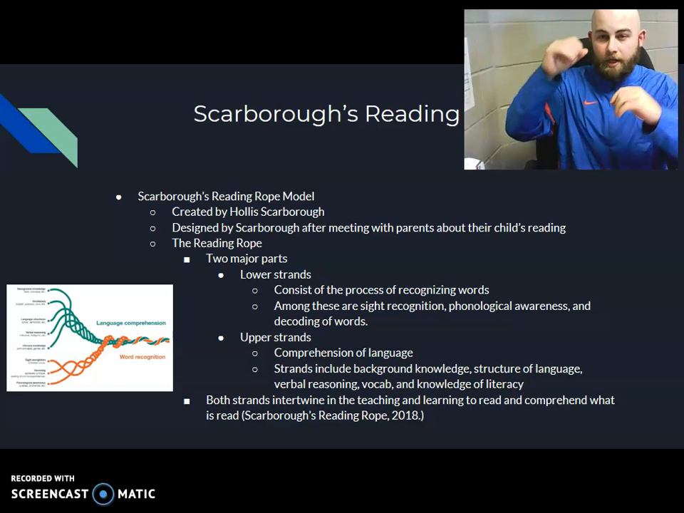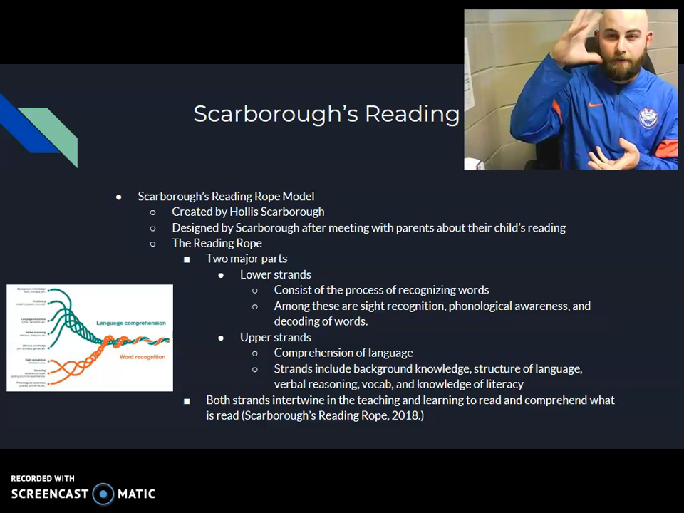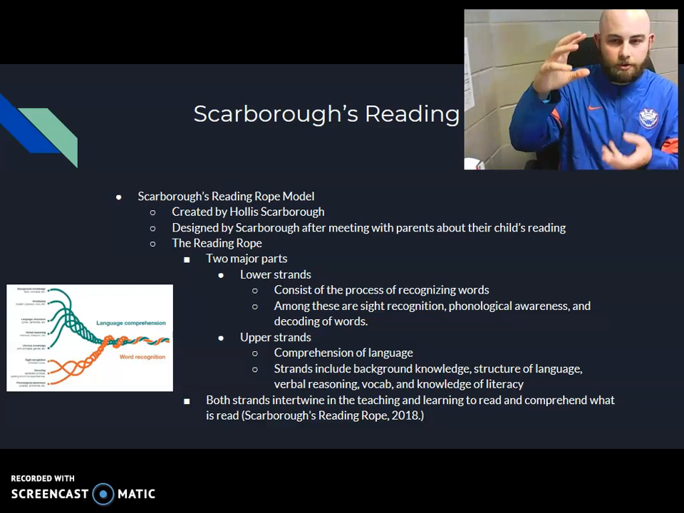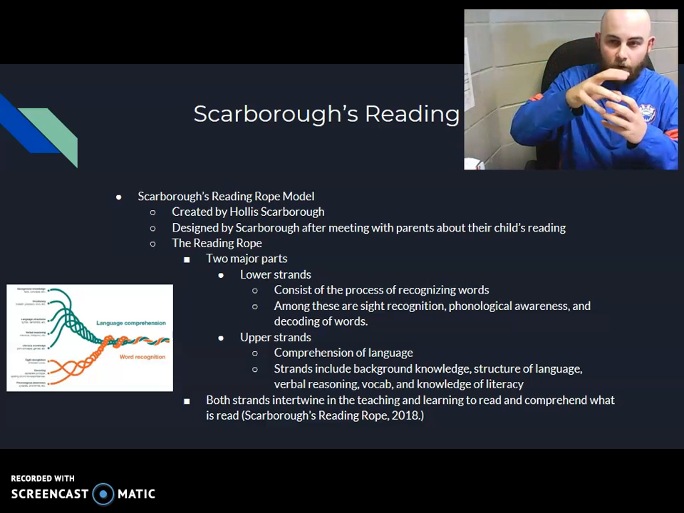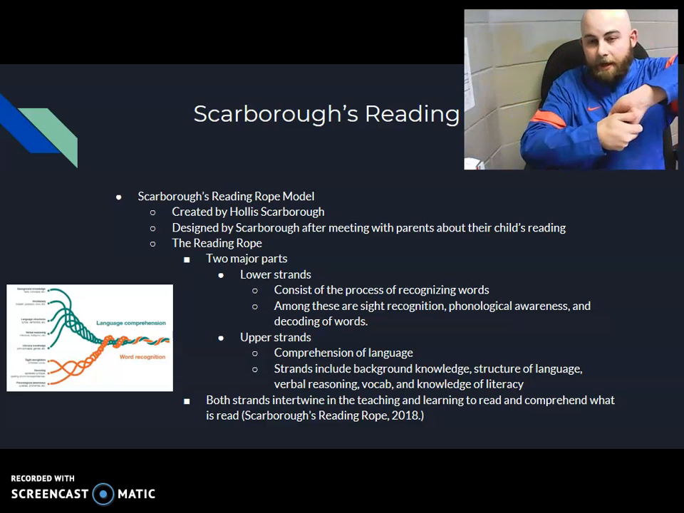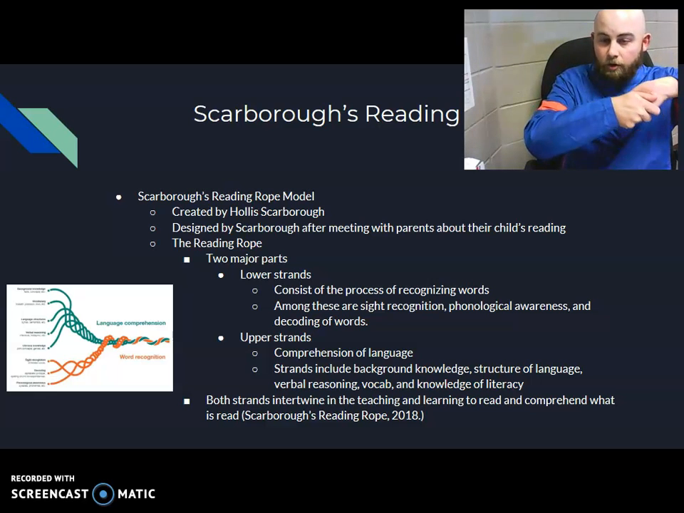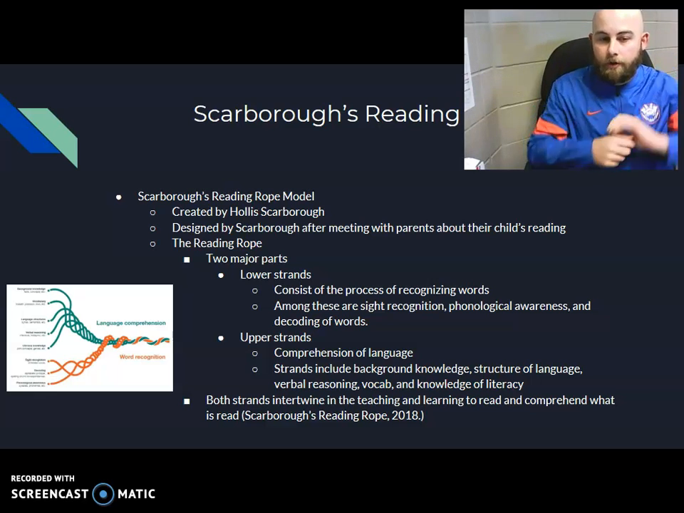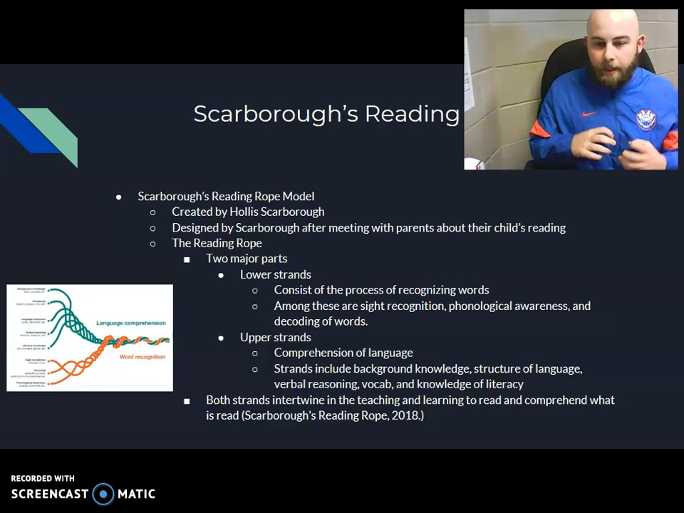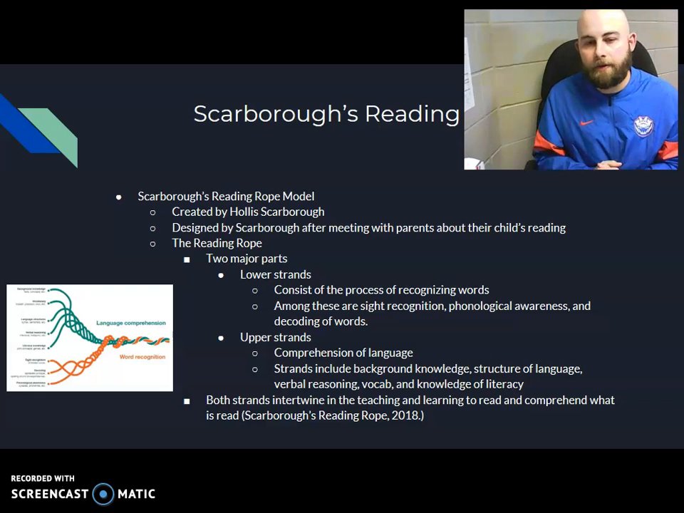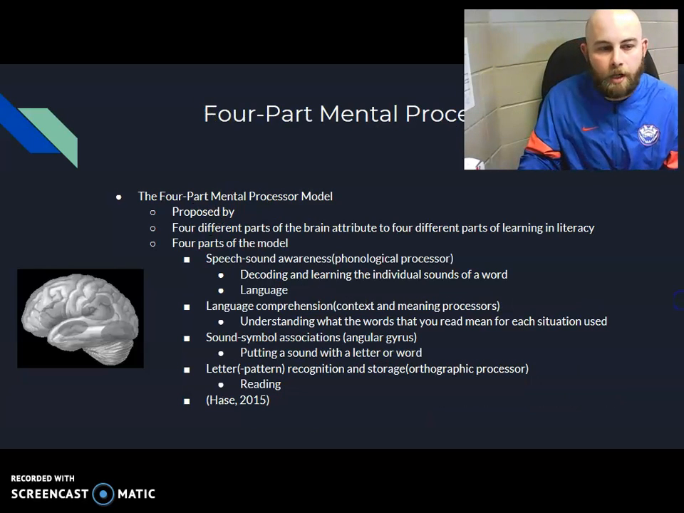And see, what they do is you have the lower strands and you have the upper strands. To really make a very solid reader, where a child does not struggle in literacy, you have to have all those strands working together to create a rope. And if that rope is strong, you will have a strong reader. They intertwine in the teaching and learning to read and then to be able to comprehend that. So that is Scarborough's reading rope.